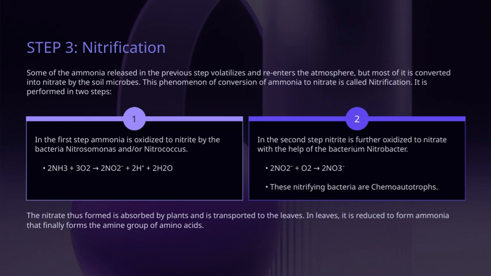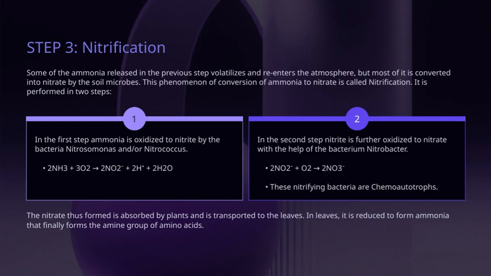Some of the ammonia actually escapes into the atmosphere through volatilization, but most of it is transformed into nitrate by soil microbes. This whole process of converting ammonia into nitrate is called nitrification, and it happens in two main steps. Now, in the second step, the nitrite is further oxidized into nitrate with the help of bacteria like Nitrobacter. This reaction involves nitrite combining with oxygen to form nitrate.